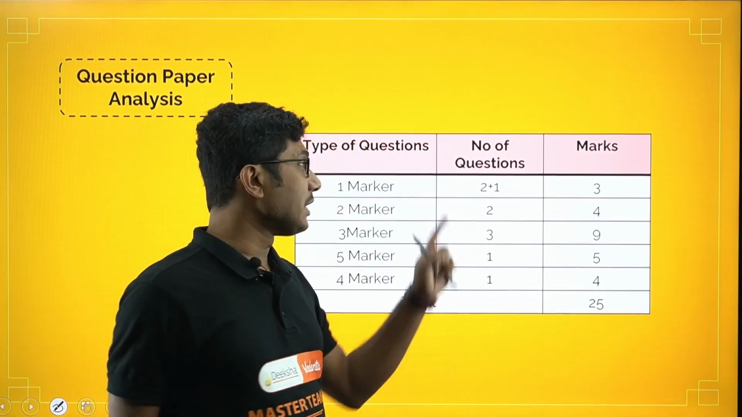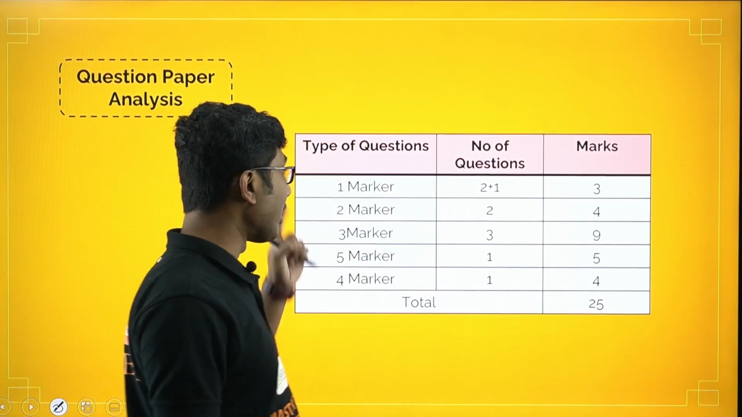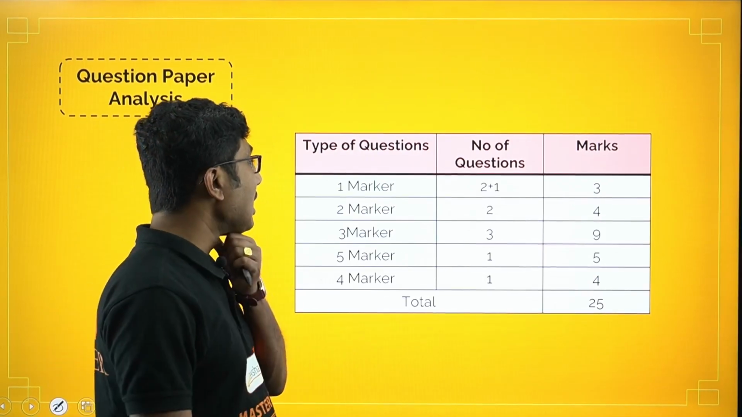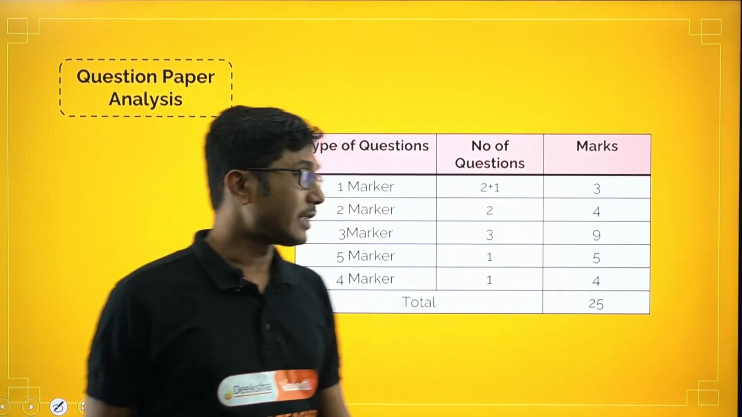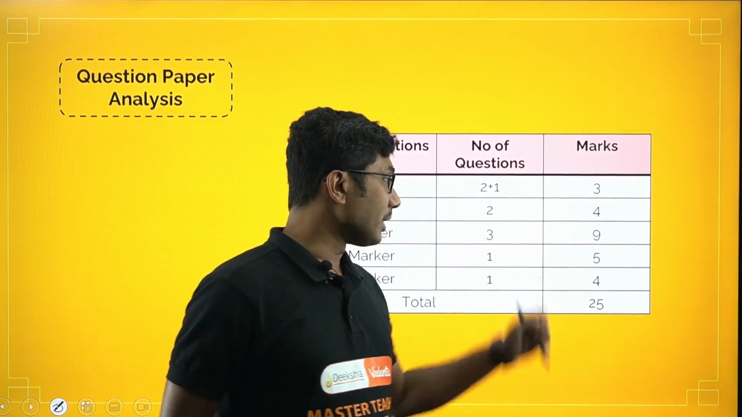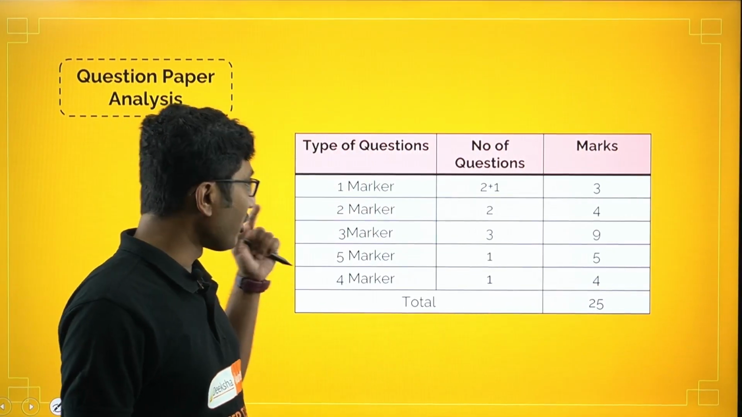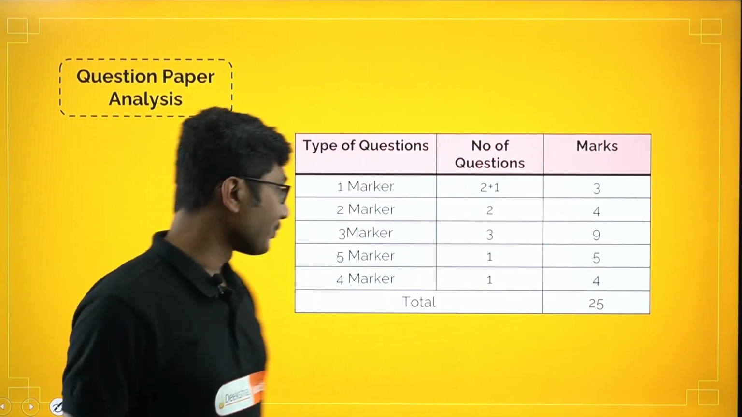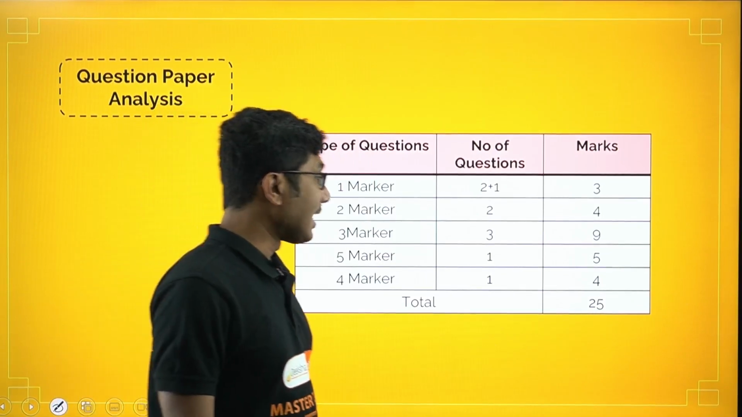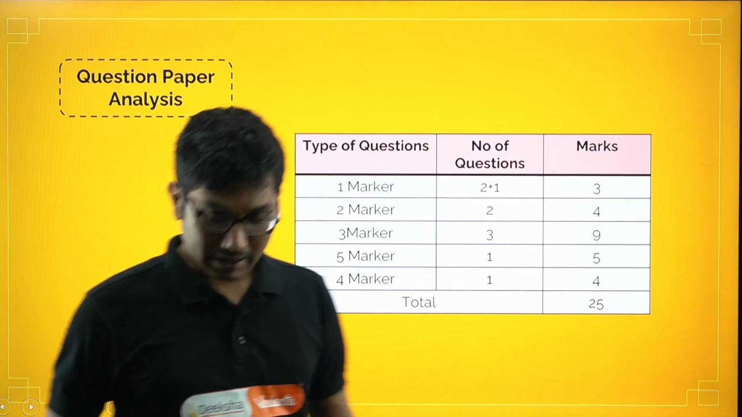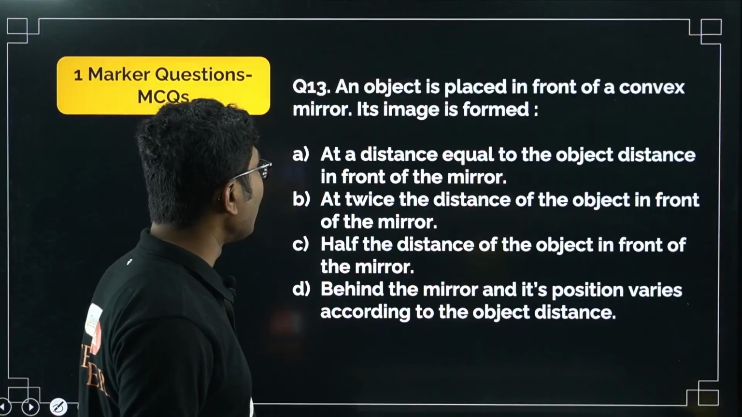First we have two MCQs and one assertion and reason question. So one marker questions, we have only 3 marks from this sample paper. We have two marker questions, that is 4 marks from there, and we have 3 marker questions, so a total of 9 marks. And most important, we have one 5 marker question and one 4 marker case study based question. So this is the question paper analysis, and you can score 25 marks from the physics portion if you have studied this correctly, right? So let's start with the 1 marker question.